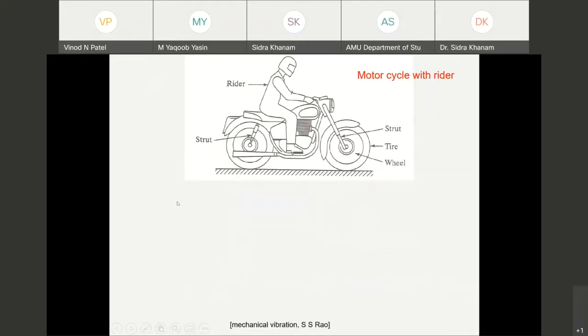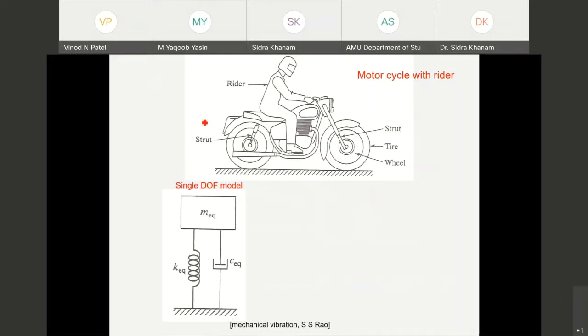Same way, this example is from the S.S. Rao book. Here we can see that one rider is riding a two-wheeler, a motorcycle, in that simple single degree of freedom model. We can derive that the stiffness available for the struts will be considered as it is. The total mass of the rider and the bike can be considered as a lumped mass, and whatever damping effect is available here, due to the dashpot, has been considered here. So this is the simplest model for this case.